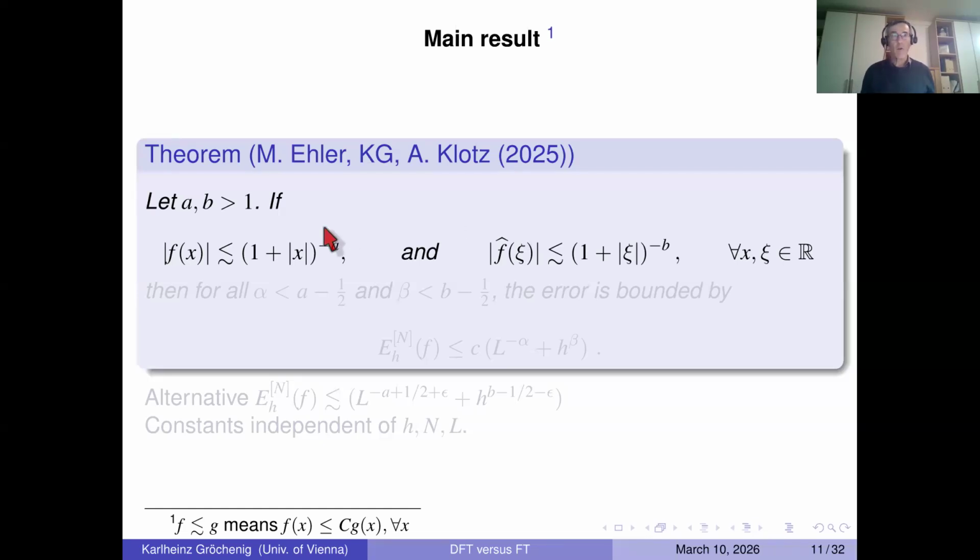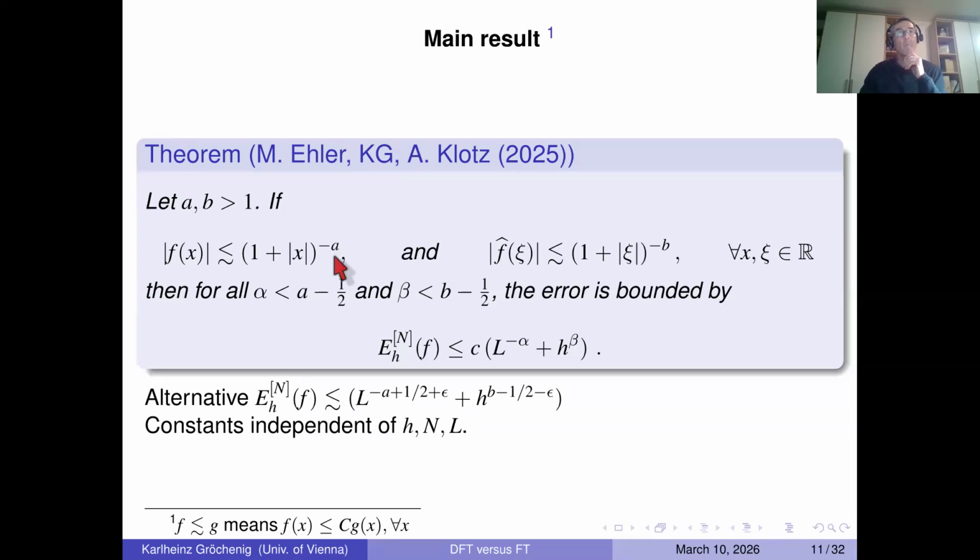So these are the assumptions, and the conclusion is, well, adjust the parameters slightly. Decay parameter A minus 1/2 minus some epsilon, decay parameter B minus 1/2 minus epsilon. Then the error made by the numerical procedure is of the order L to the negative alpha plus h to the beta. So beta is anything less than B minus 1/2, and alpha is anything less than A minus 1/2. Alternatively, if you want to keep A and B, then for every epsilon there is a constant so that the error is of the order L to the minus A plus 1/2 plus epsilon, h to the B minus 1/2 minus epsilon. But I want to keep the alpha and beta for later.